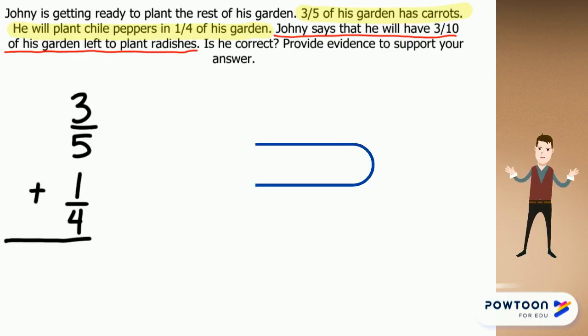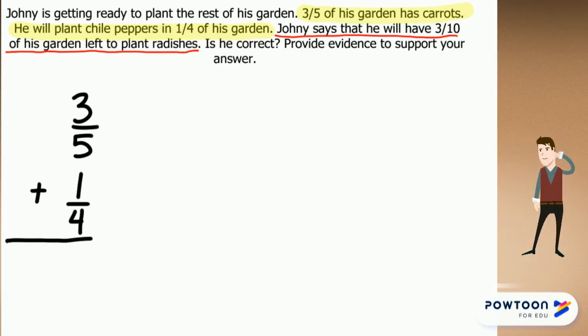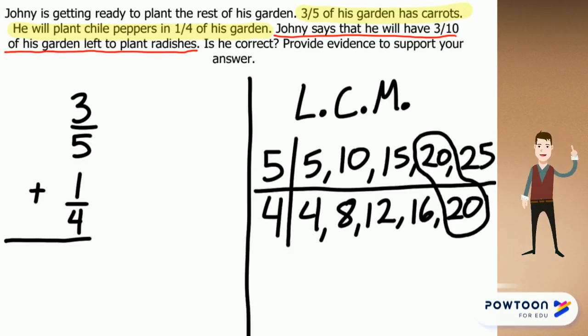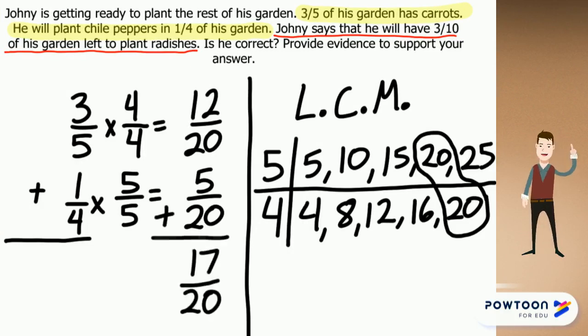Let's add 3/5 and 1/4. We'll start by rewriting these fractions as equivalent fractions with like denominators. First, we would find the least common multiple of 5 and 4, which is 20. This means we would rewrite our fractions as 12/20 and 5/20. The sum of these fractions is 17/20.